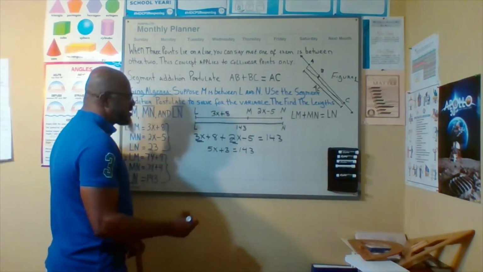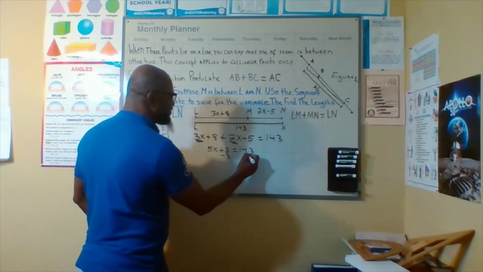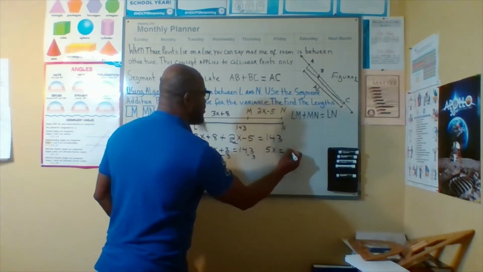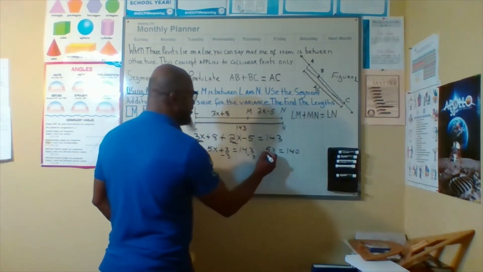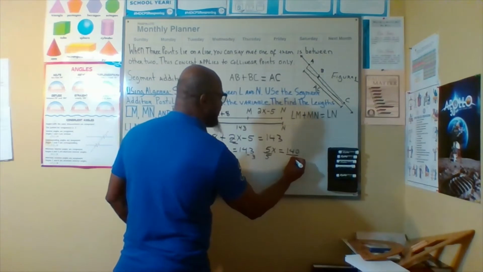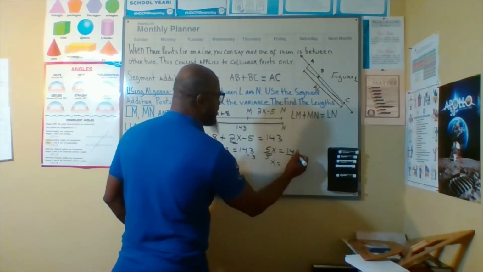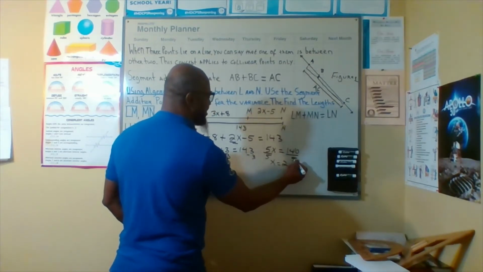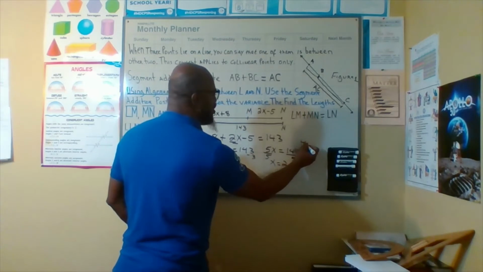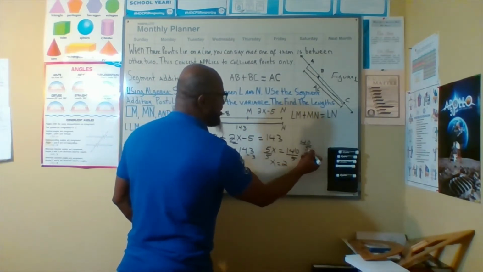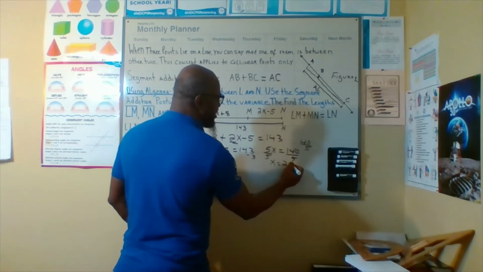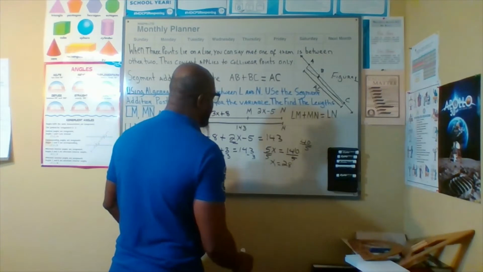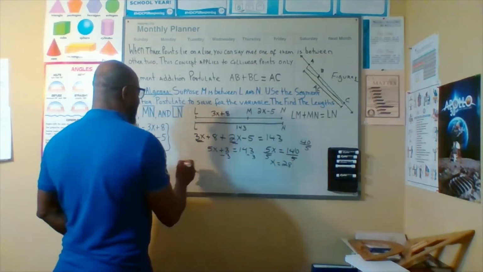Our goal is to solve for x. You subtract 3 on each side. You will end up with 5x is equal to 140. Divide by 5. Divide by 5. I will have x. You ask yourself how many times 5 goes into 14. 2 times 5 is 10. 14 take away 10 is 4. Bring down 0. How many times does 5 go into 40? 8 times. In this case, x is 28. So we can find LM now.